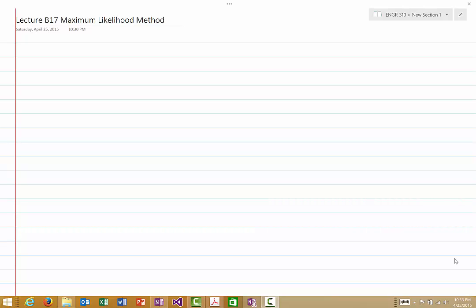Welcome to lecture B17. We're moving now in this lecture to chapter 25, and in particular, we're in section 25.2, where we talk about estimation of parameters. And in this lecture, we will learn about the maximum likelihood method for estimating parameters. And this method is actually, once you get the hang of it, I think it's pretty simple.